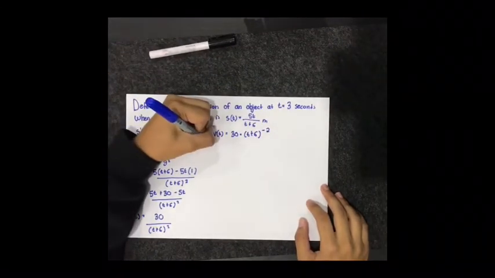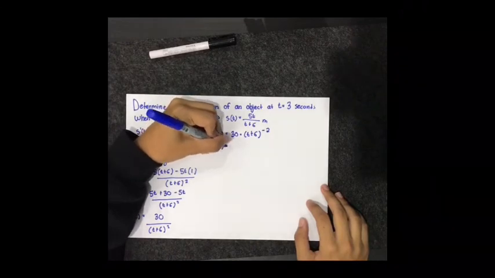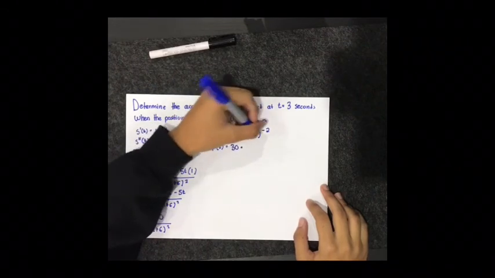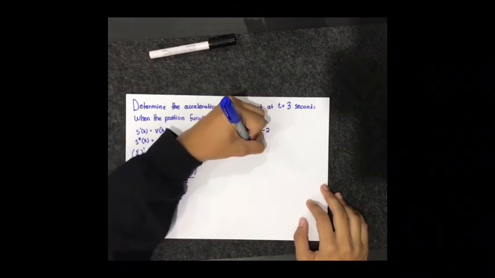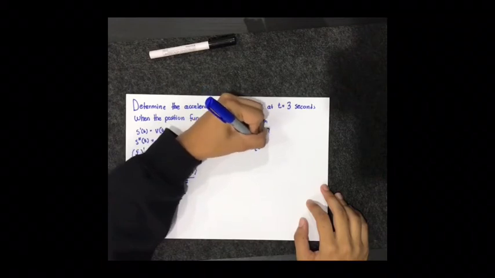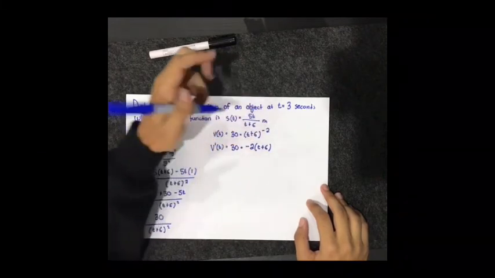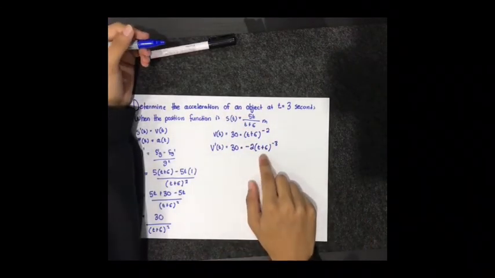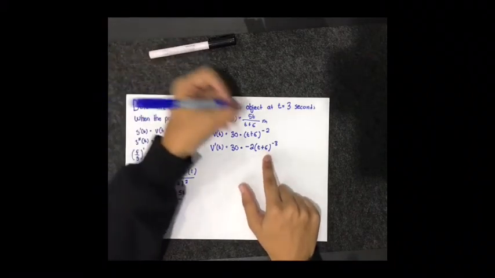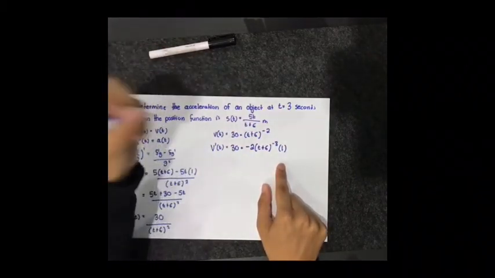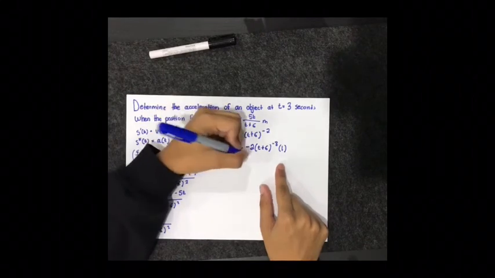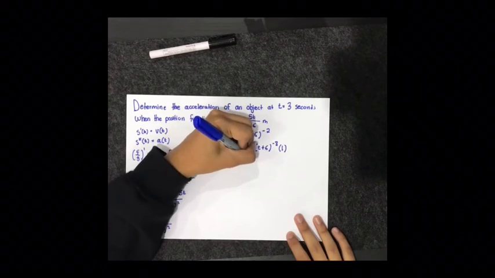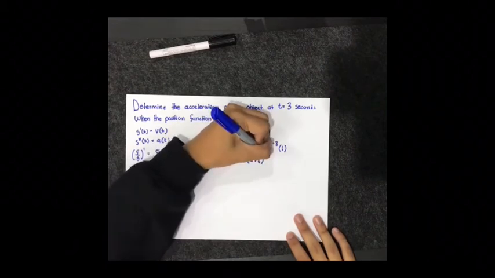Okay? So now let's start to derive it. We're going to leave 30 untouched first. We bring the power to the front: negative 2 times (t plus 6), then we subtract 1 from the power, so it'll be negative 3. Now, as you know, for the power rule, we have to derive inside the bracket. But if we derive inside the bracket here, it's just going to give us 1. It'll basically make no difference. So let's simplify it. Negative 60 (t plus 6) to the power of negative 3.